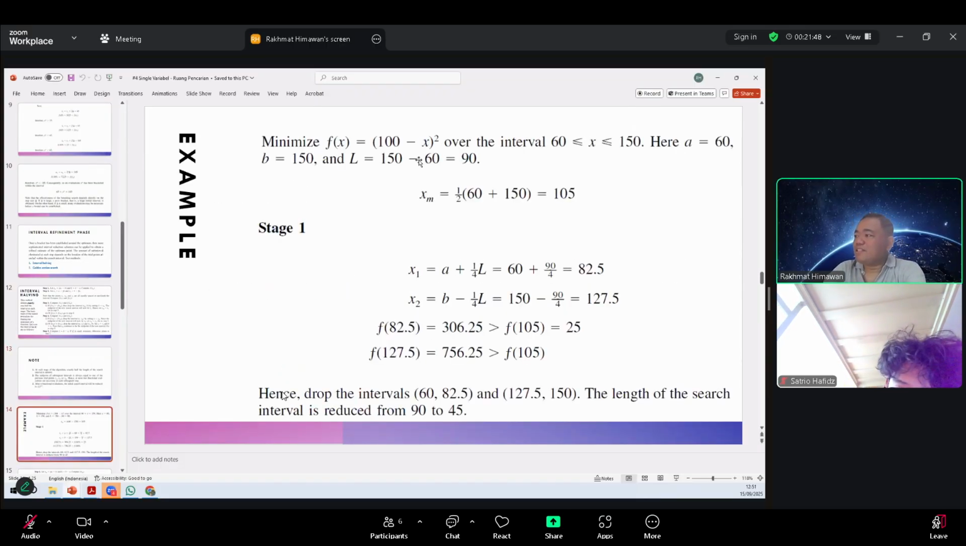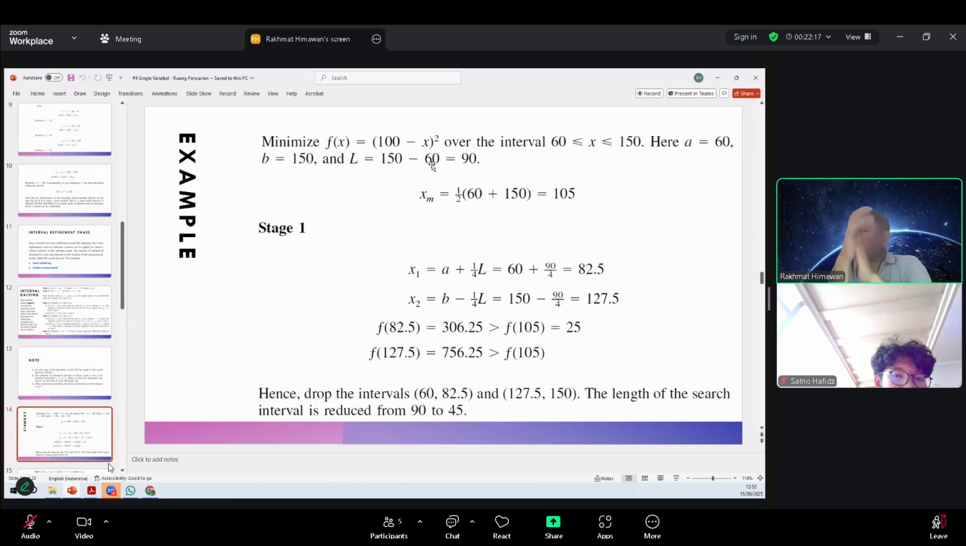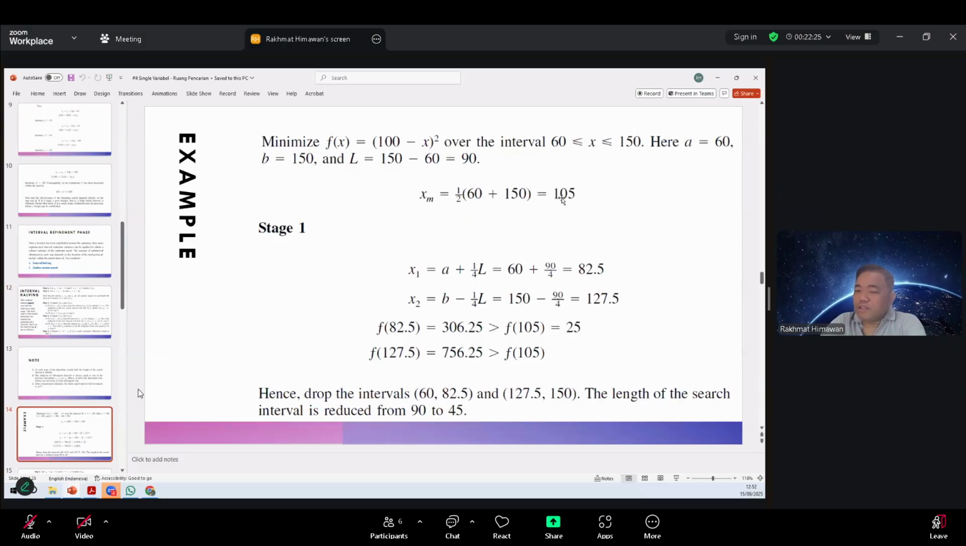So let's see this. We have this f(x), same as before, 100 minus x to the power of 2, and we have the interval from the bounding phase. We got 60 to 150 in this example. So A is 60 and B is 150, which means L is B minus A, the length of the bound, is 90. Let's find the middle point, xm, which is half of 60 plus 150, or 105.